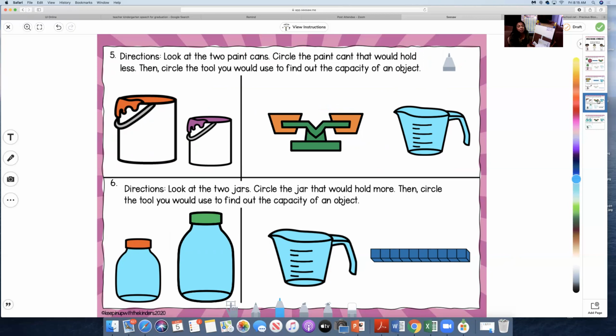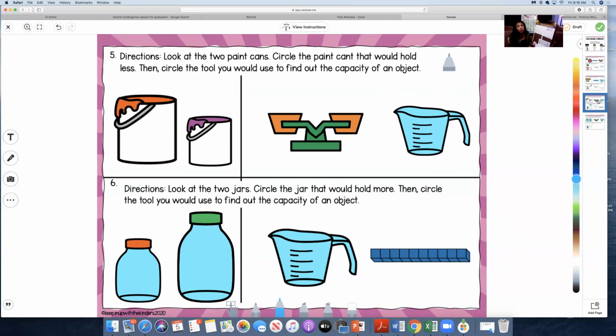All right, look at the 2 jars on number 6. Circle the jar that would hold more. And then circle the tool you would use to find the capacity of an object. Remember, capacity. I want to know how much fits in that jar, how much can I put in there. But I need to be able to measure that, and I need to know how to measure that.